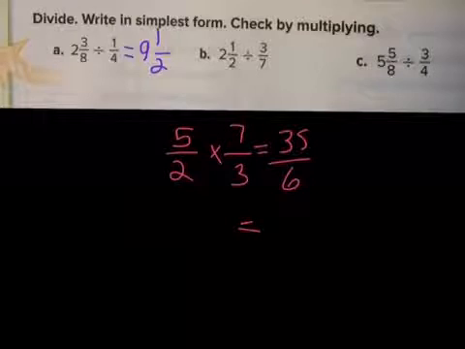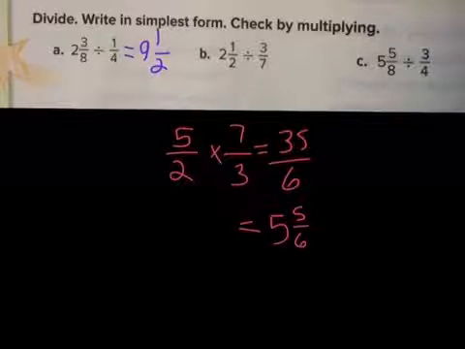How many 6s? I can do 5 with 5 over 6 left over, right? All I have to ask myself is how many 6s are in 35. 6 times 5 is 30. That's the closest I can get without going over, and I have 5 left over. So it gives me 5 and 5 over 6.